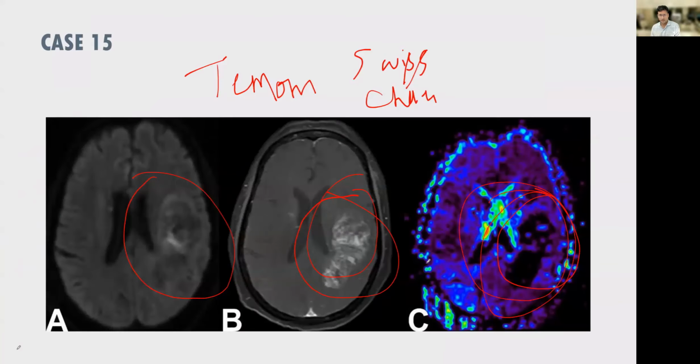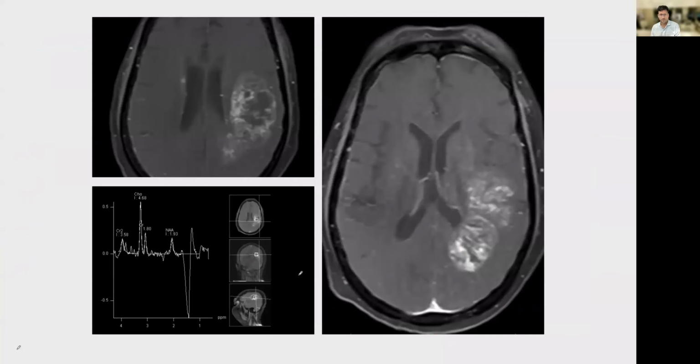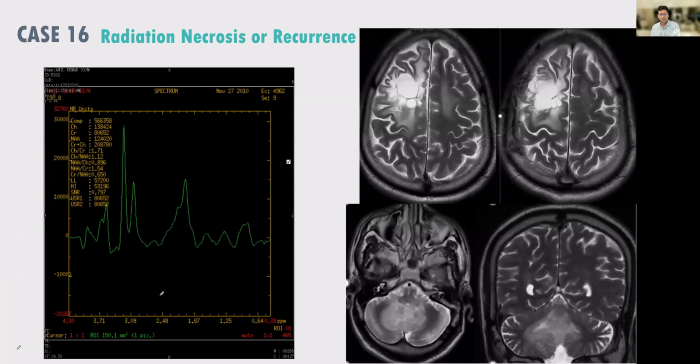Now, where is the lactate? Here you can see this is inverted lactate. Lactate is the highest peak. If somebody asks about which is the most prominent metabolite, don't jump and see the choline. See what is going beyond the baseline. So lactate is the most prominent metabolite here. So again, this is a wonderful case.